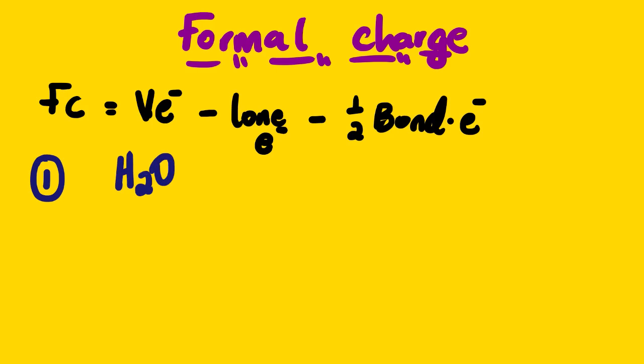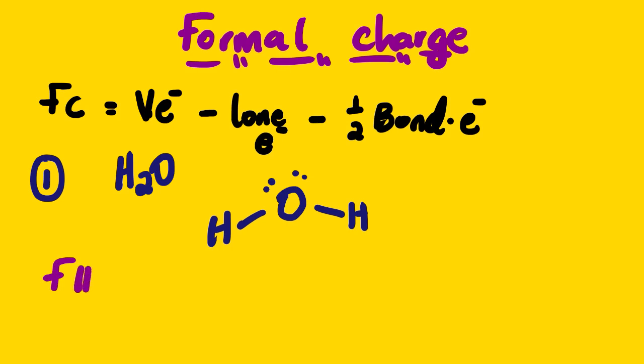The first thing that we need to do, let us draw the Lewis dot diagram. We know that we have single bonds and we have lone pairs. So calculating the formal charge of each and every element here, let us start with hydrogen. The formal charge of hydrogen equals, we know that hydrogen is from group number 1, so its valence electron is 1, minus, it doesn't have any lone pairs, 0, minus half of the bonded electrons, we have 2. Remember that one line has 2 electrons, so here we are going to have 2.